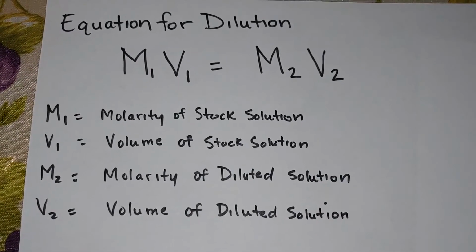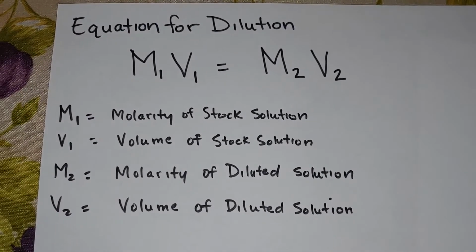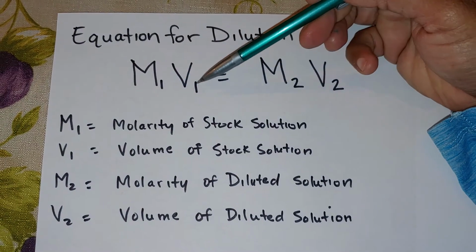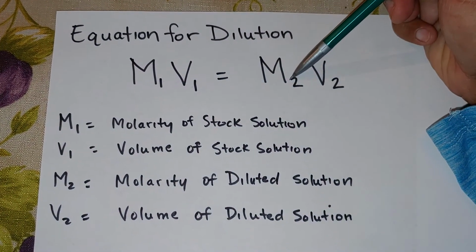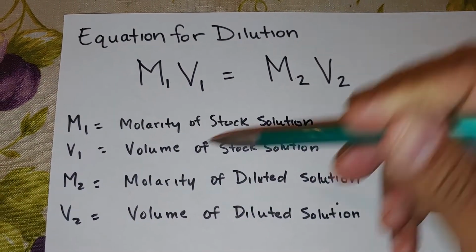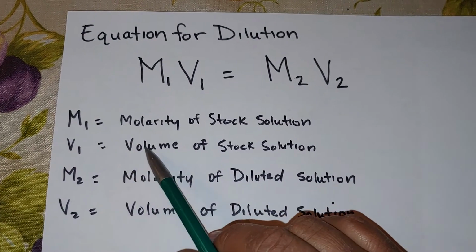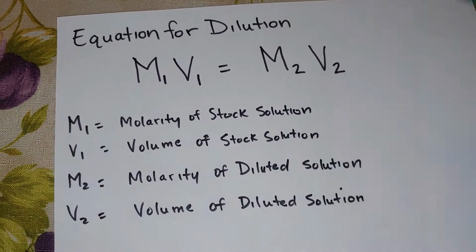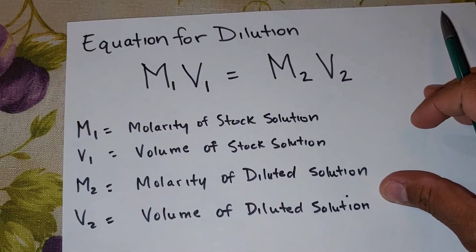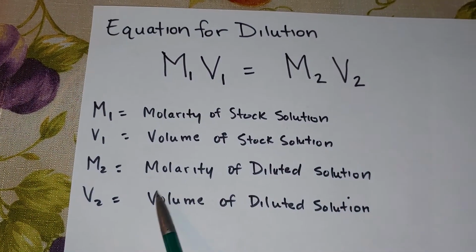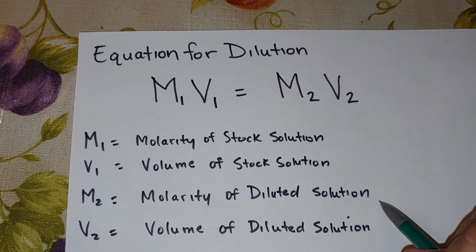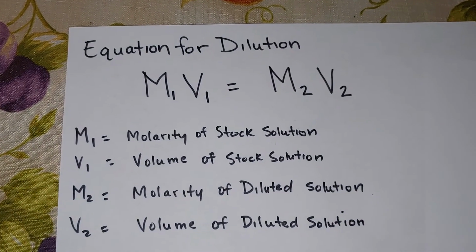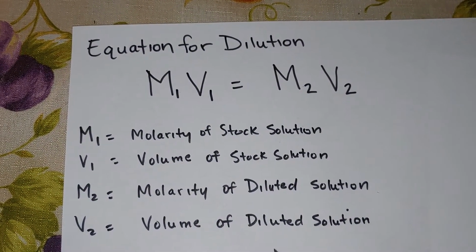So when dealing with the equation for dilutions, it's going to be M1 times V1 is equal to M2 times V2. So M1 stands for the molarity of the stock solution. V1 is the volume of the stock solution. Keep in mind, again, the stock solution is the original solution. M2 is the molarity of the diluted solution. And V2 is the volume of the diluted solution in this particular case.